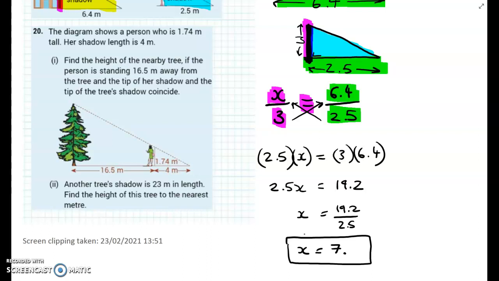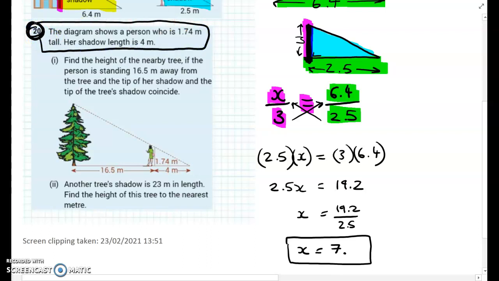Okay, now if you're not sure what we just did, it's the exact same in question 20. So follow me for question 20, it's the same idea. In question 20 it says the diagram shows a person who is 1.74 meters, her shadow length is 4, find the height of the nearby tree.